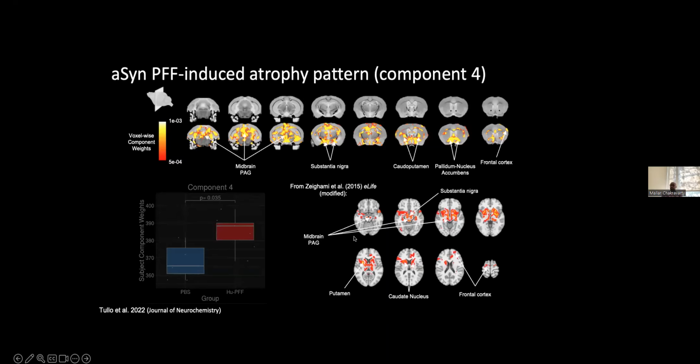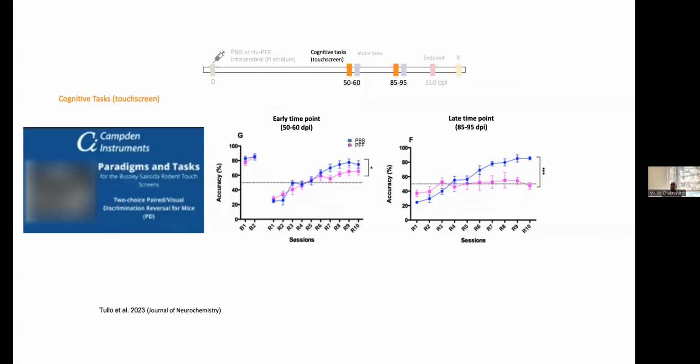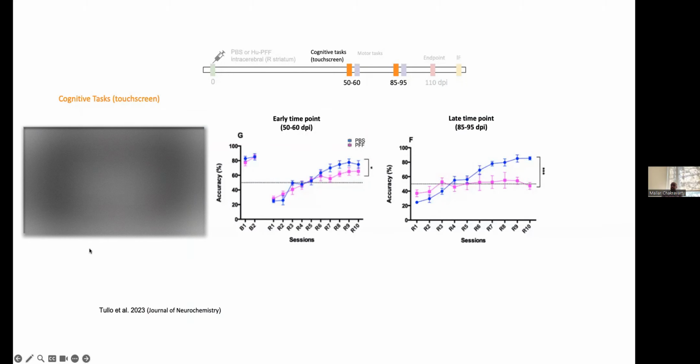And we've also used touchscreen tasks, using the Bussey-Saksida touchscreen methodology, where a mouse is exposed to two different stimuli, does a nose poke, and learns to associate the correct shape, which it pokes with its nose, with a milkshake reward back here. Then that task becomes harder over time because the association with the reward is reversed.